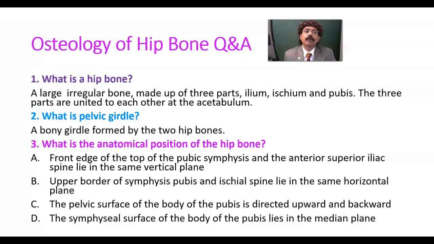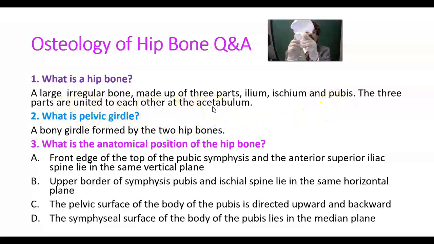Today I will discuss the osteology of the hip bone. We have some questions and answers. What is a hip bone? A large irregular bone made up of three parts: ilium, ischium and pubis. The three parts are united to each other at the acetabulum.